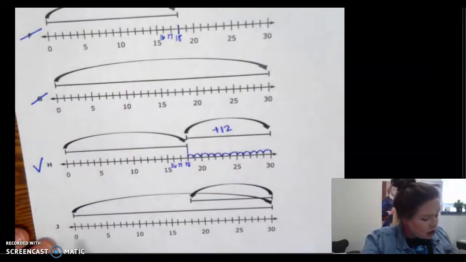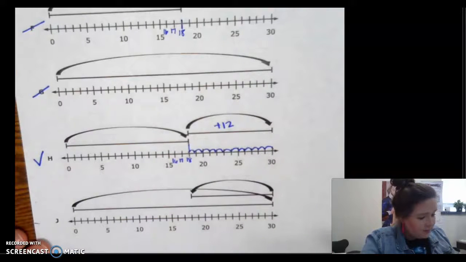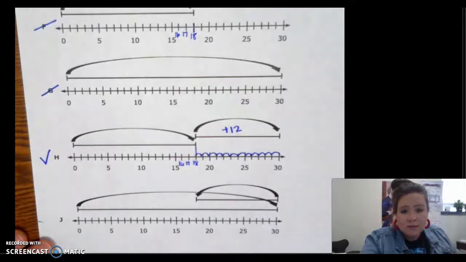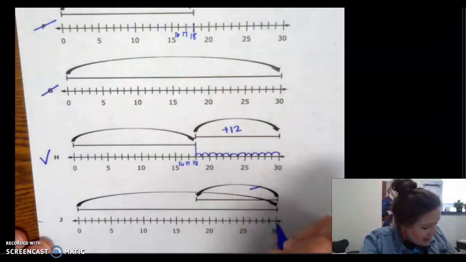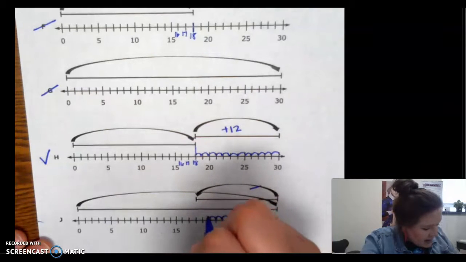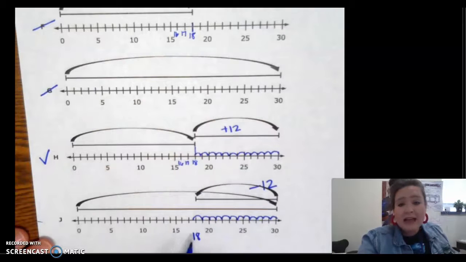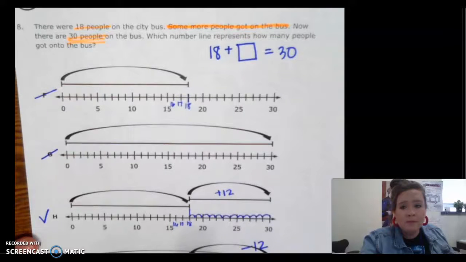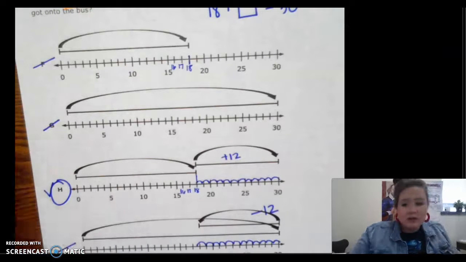All right, let's look at letter J. Letter J takes you straight to 30. And then what does letter J represent? This represents subtraction. So here they subtracted 1, 2, 3, 4, 5, 6, 7, 8, 9, 10, 11, 12. They subtracted 12 and they landed on 18. This tells me that 18 people were left on the bus. Is that true? No, that is not true. 30 people were left on the bus. The correct answer is letter J.